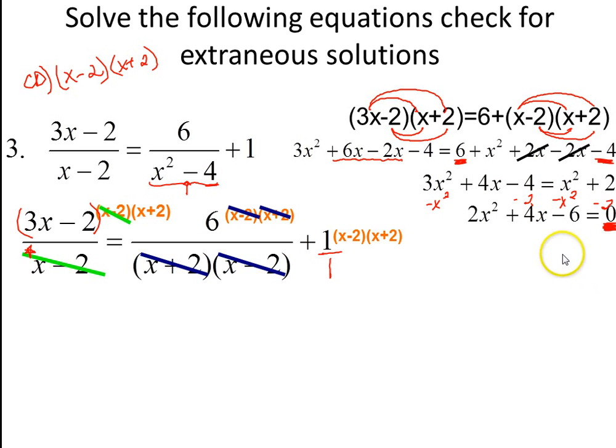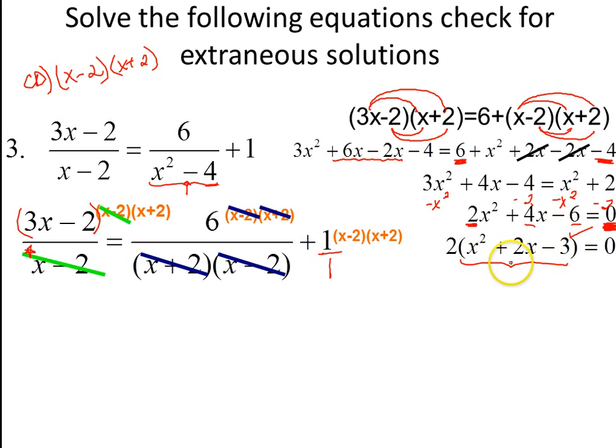Now, before you start trying to factor this, always, if there's something in the front, see if you can simplify before you factor. That way it'll make it a little bit easier. I've got a 2, I've got a 4, and I've got a 6. Can I simplify this? 2, 4, and 6. Yes, I can pull out a 2. And when I do so, I'm left with x squared plus 2x minus 3.